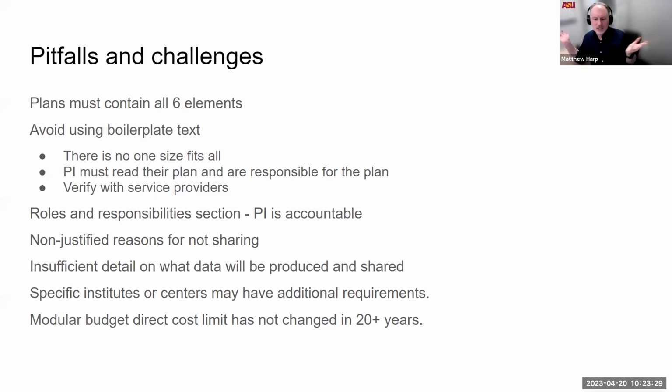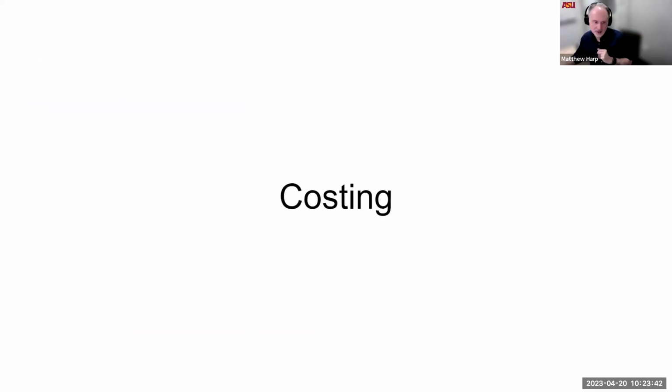And another challenge is that the modular budget for direct cost limits has not changed in over 20 years, which I think really is going to lead into the next session, which my colleague Fernando is going to explain when we jump into costs. Let's go ahead and jump to the next slide, and thank you.